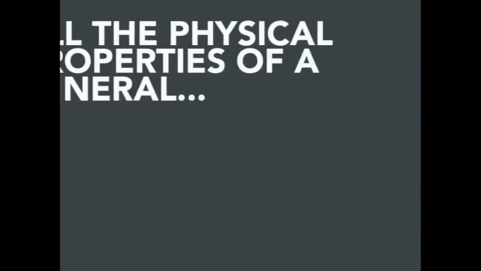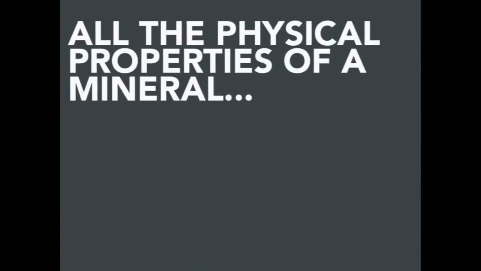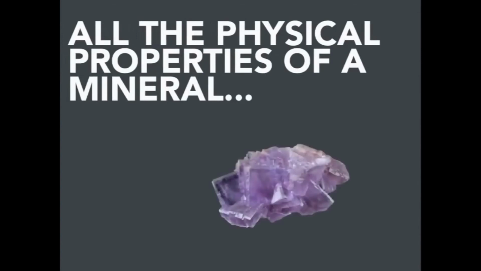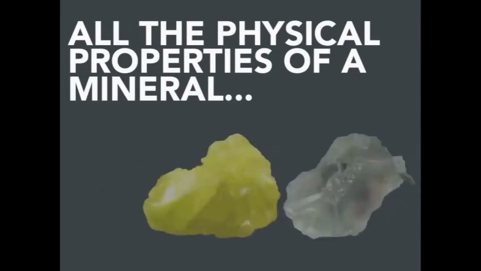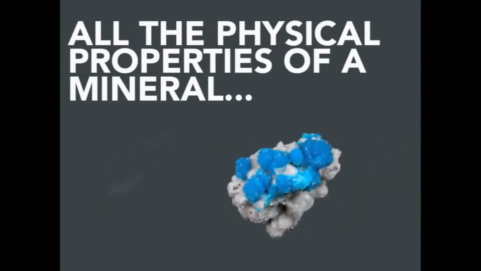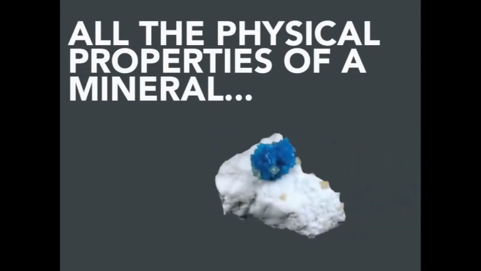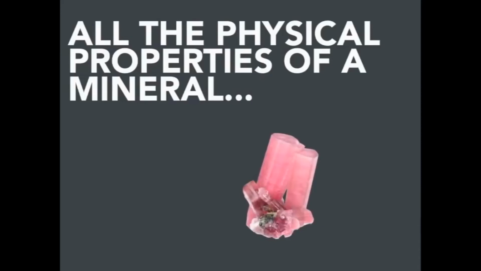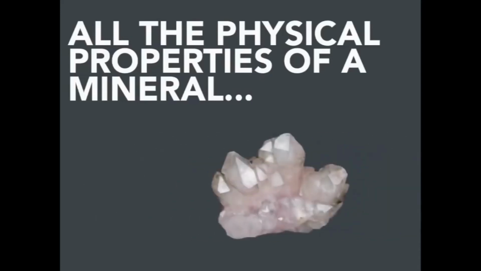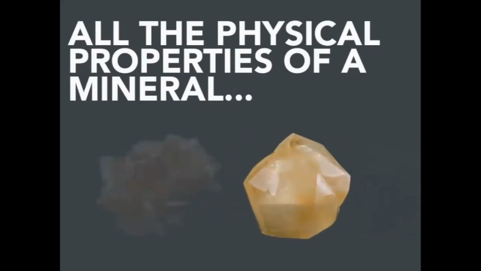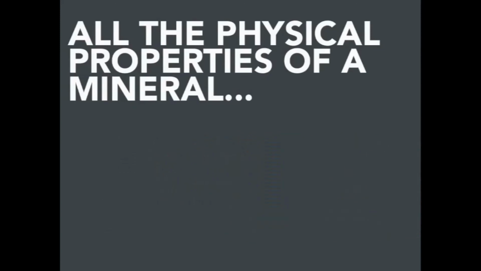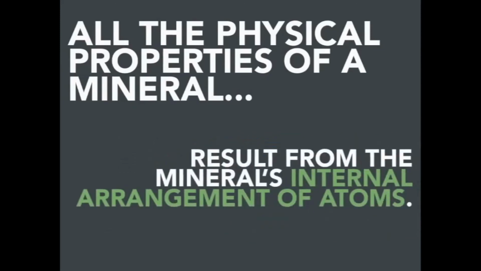Now, let's move on. I want you to keep in mind that all of the physical properties of a mineral, and what I mean by that is the colors, the shapes, the textures, the smells and the tastes, the appearance, the hardness, the sheen, all of these physical characteristics of minerals result from one specific thing, and that is the internal arrangement of the atoms. To give you an example, that sulfur we were just looking at is yellow.